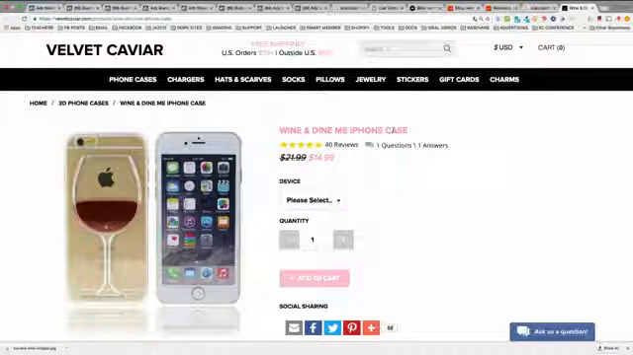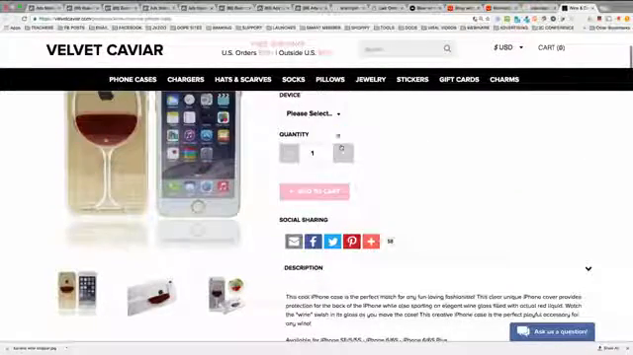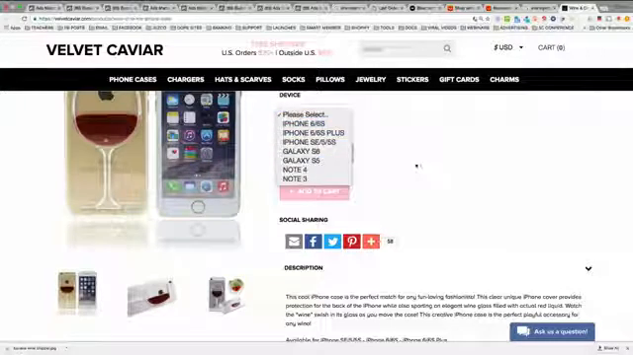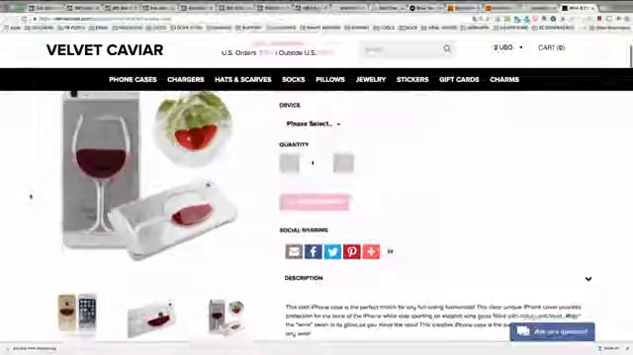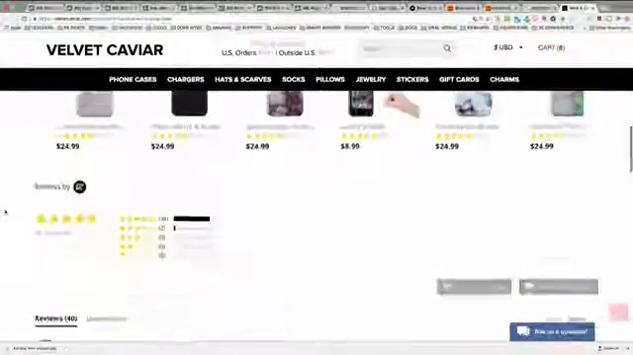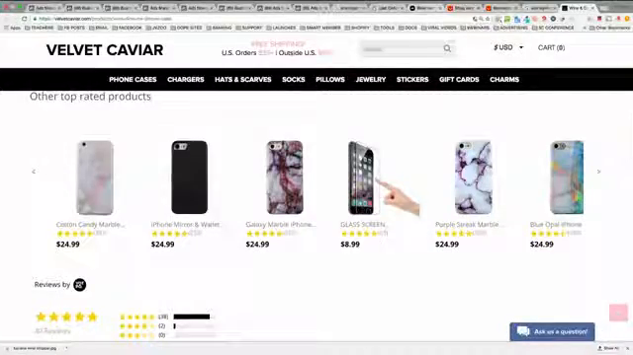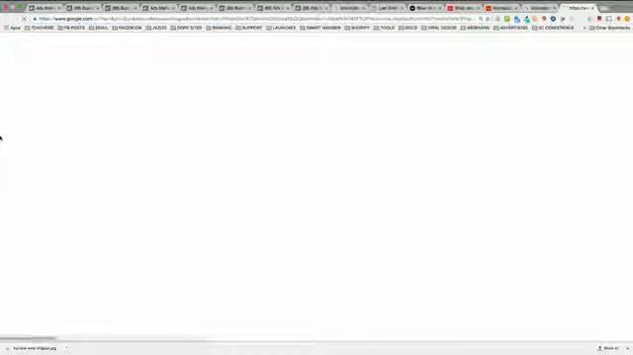Wine and Dine Me phone case. They're calling it the Wine and Dine Me phone case. Regularly $21.99, now $14.99. And you select the different styles of phones that they have. They've got some different pictures here, and it shows what it's like sideways and up, so it shows that it bends like that. So there's this one. Let's go back and search another one real quick. Let's visit the page and see the different options.